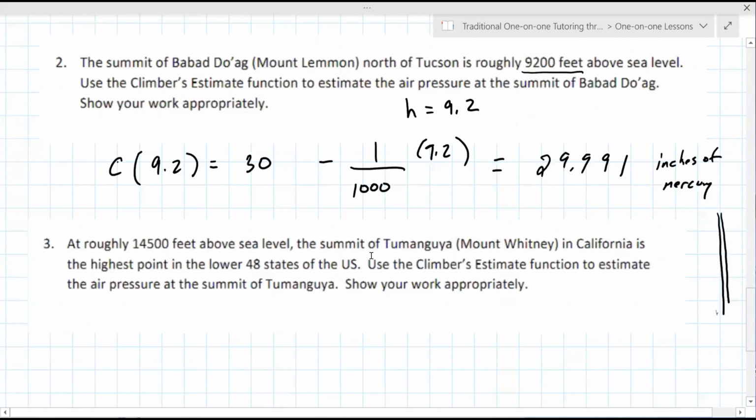Okay, so did you get that down for number 2? Yep, just got that written down. Great. So number 3 is the same question, except you're converting 14,500 and you have to divide by 1,000. The reason is it's got to be in the right units of H. So H in this case equals 14.5.